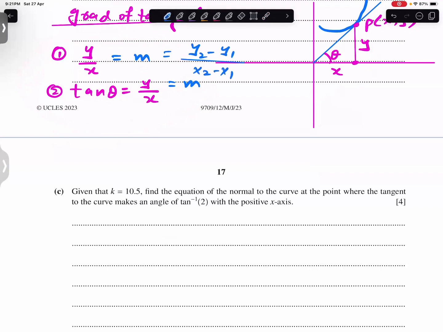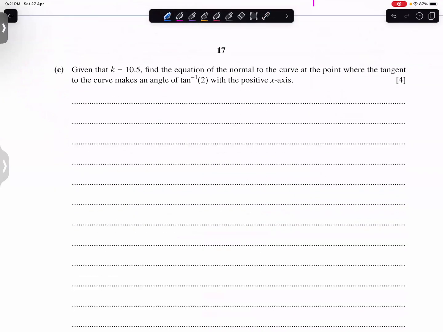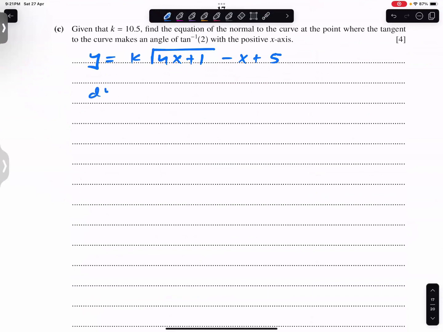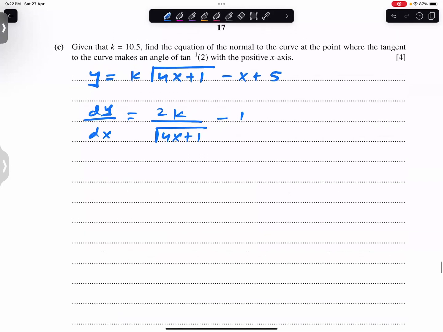So let's say, given that k is equal to 10.5, let me write my curve again. This was my curve, minus x plus 5, and the derivative will be 2k over root of 4x plus 1, minus 1. Given that k is equal to 10.5, find the equation of the normal to the curve at the point where the tangent to the curve makes an angle with the positive x-axis.